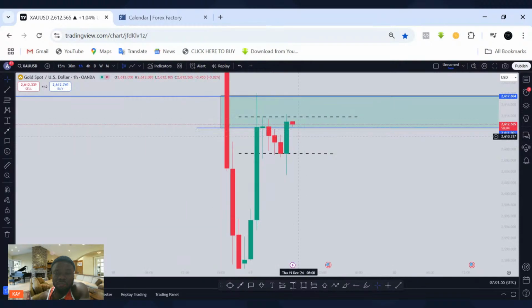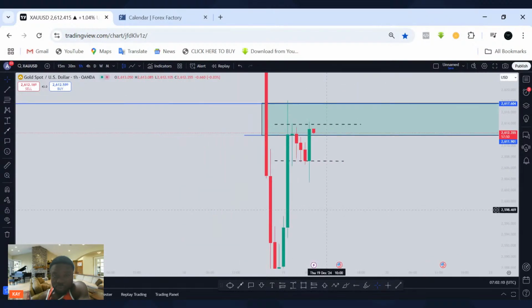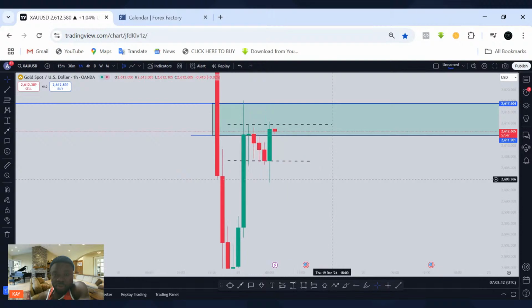So you just have to wait for a candle. You don't have to take an impulse move. You just have to wait for a candle to what? A candle to close below the range.